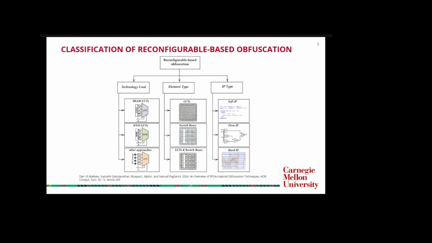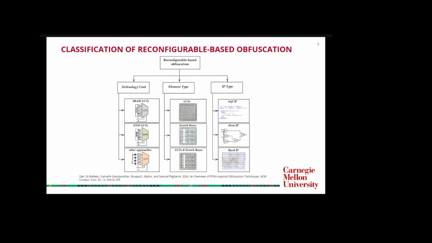And then we have different elements. We can only leverage lookup tables, or we can leverage switch boxes, which we can configure so that we can route and make some reconfigurability feature, or we can use both LUTs and switch boxes, right?